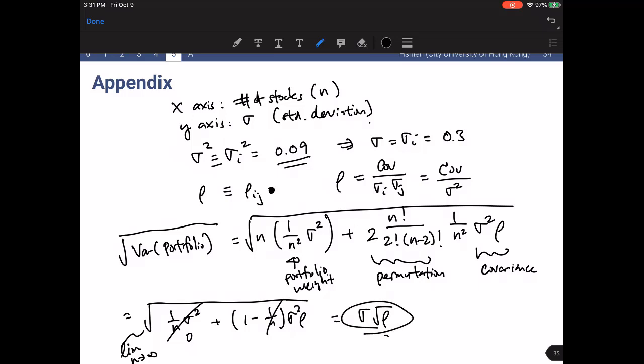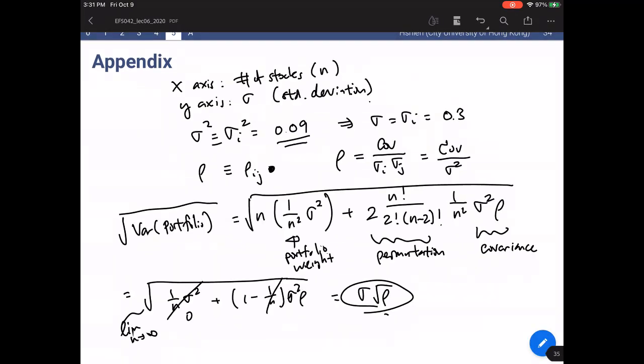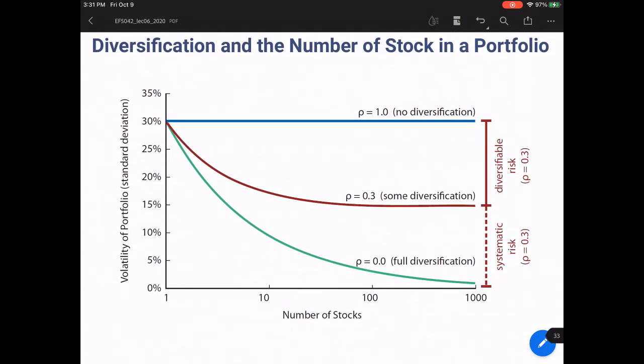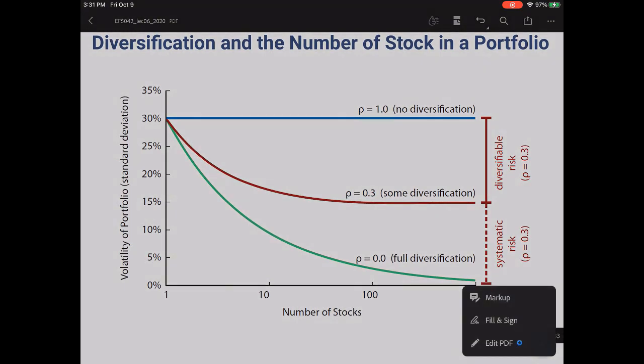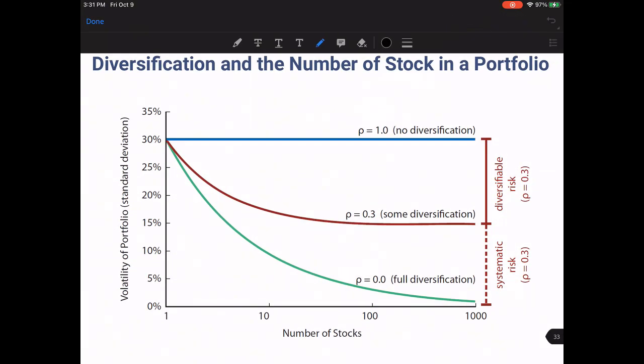So if you plug in 0.09 and 0.03 in here, or 0.03 here, you will get the numbers that correspond to the graph. This graph here. Okay? So as we add n, so as n goes to a large number, it will converge into a specific number.